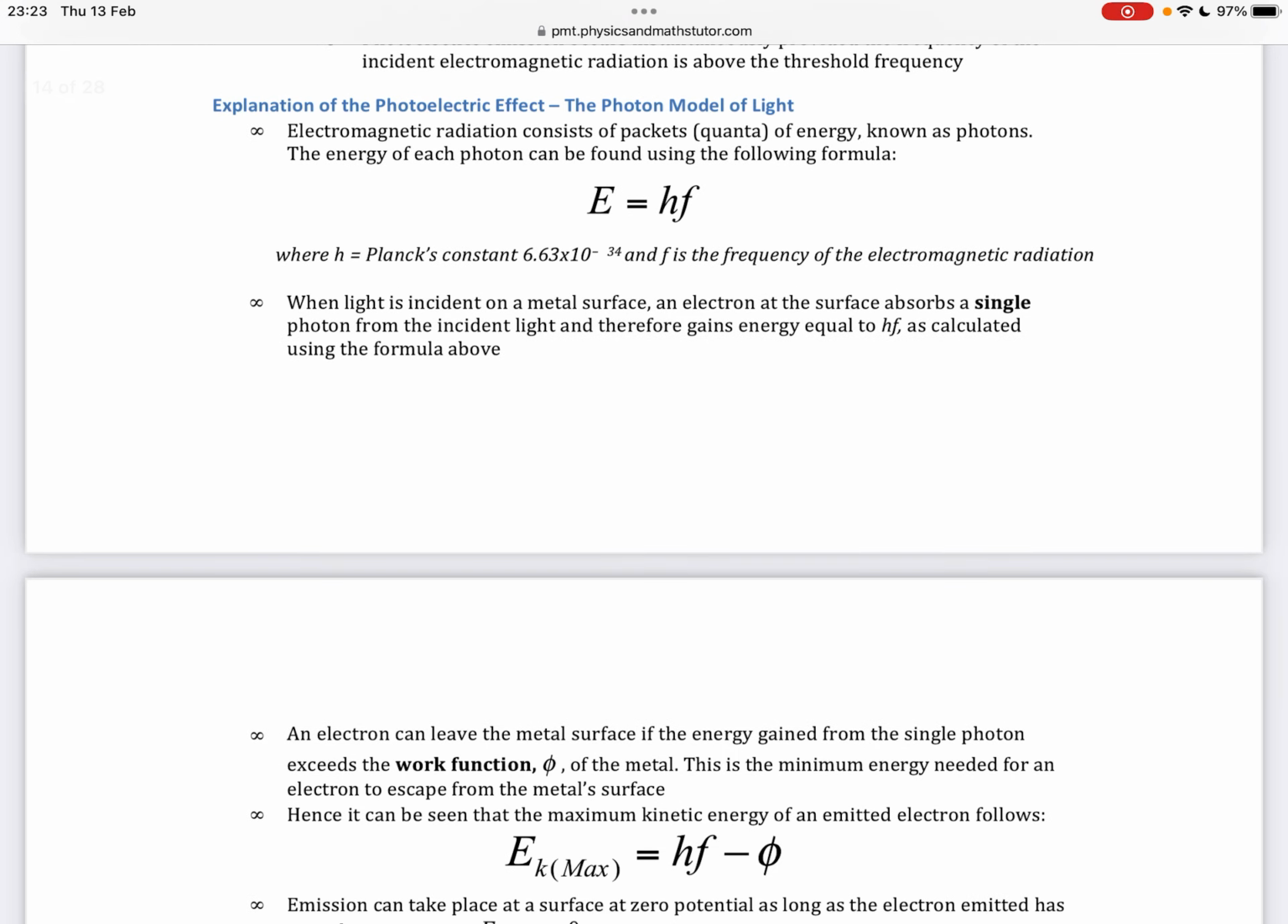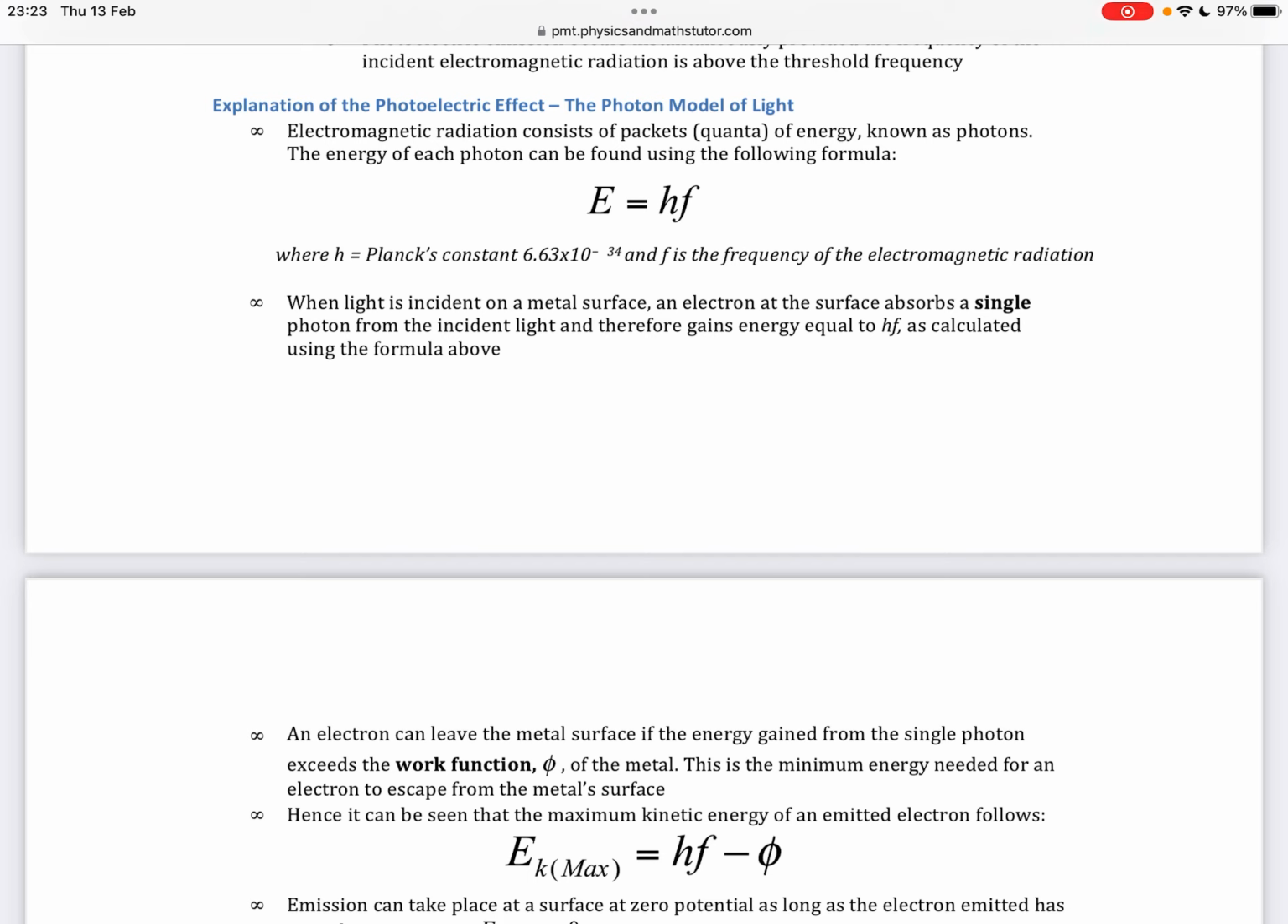The photon model of light. Electromagnetic radiation consists of packets, the quanta of energy, known as photons. The energy of each photon can be found using the following formula. E is equal to hf, where h is Planck's constant and has the constant value 6.63 times 10 to the power of negative 34, and f is the frequency of the electromagnetic radiation.